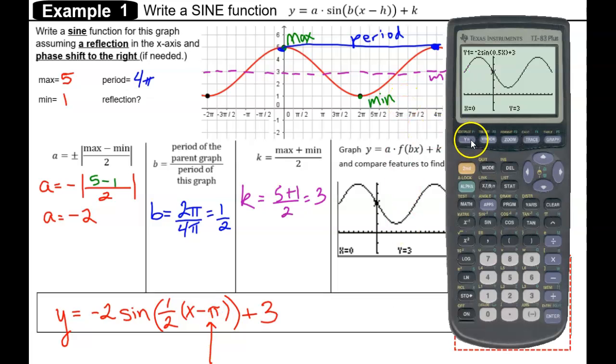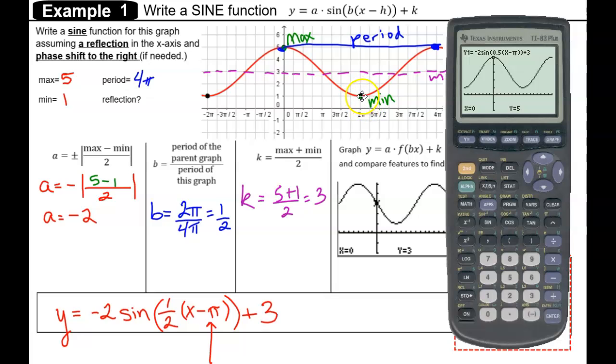So now let's go back to the y equals here, and we're going to change this now to have a phase shift of pi units to the right. And then my vertical displacement was 3. And then we'll hit graph and compare this y-intercept now. So I'll put 0 in for x, and there's my y-intercept at 5.